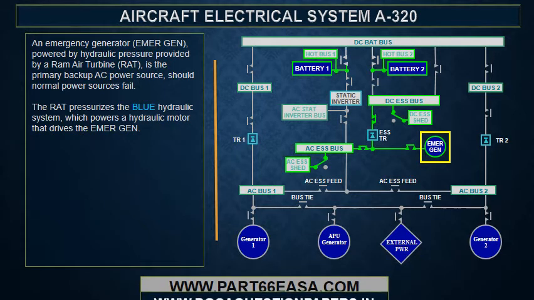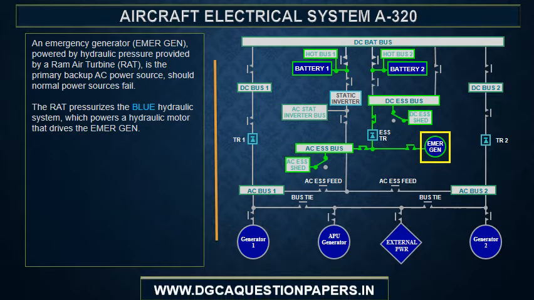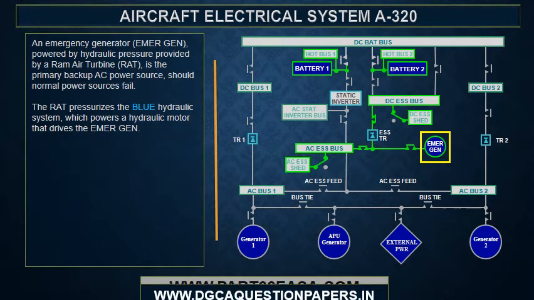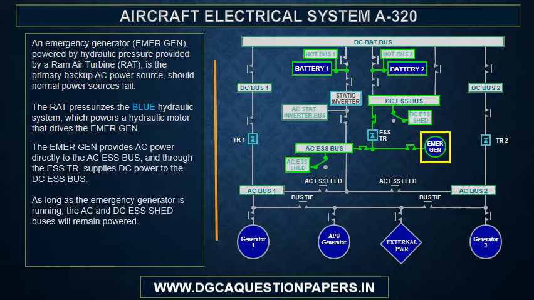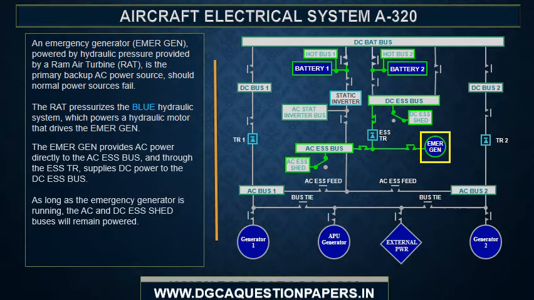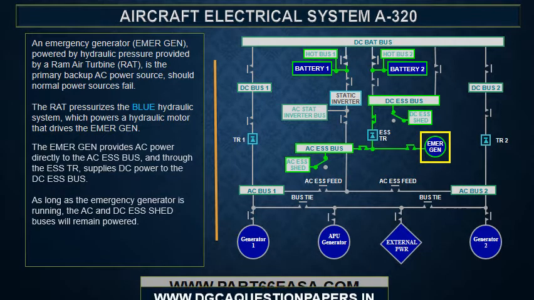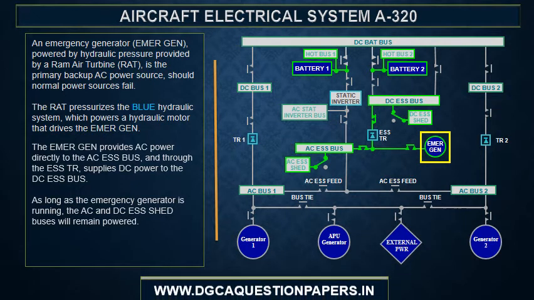An emergency generator, powered by hydraulic pressure provided by a ram air turbine, is the primary backup AC power source should normal power sources fail. The RAT pressurizes the blue hydraulic system, which powers a hydraulic motor that drives the emergency generator. The emergency generator provides AC power directly to the AC essential bus, and through the essential TR supplies DC power to the DC essential bus. As long as the emergency generator is running, the AC and DC essential shed buses will remain powered.